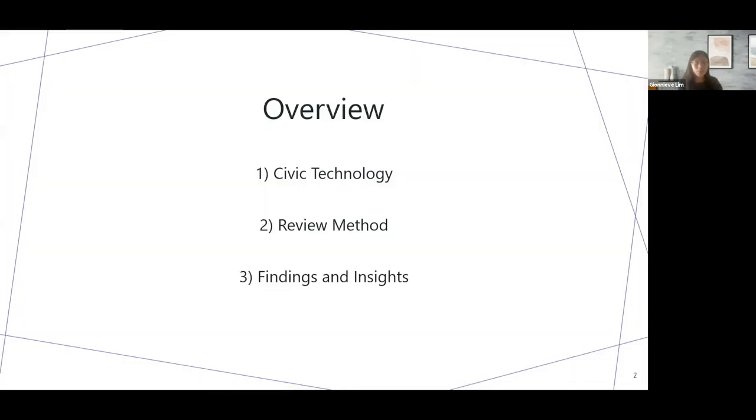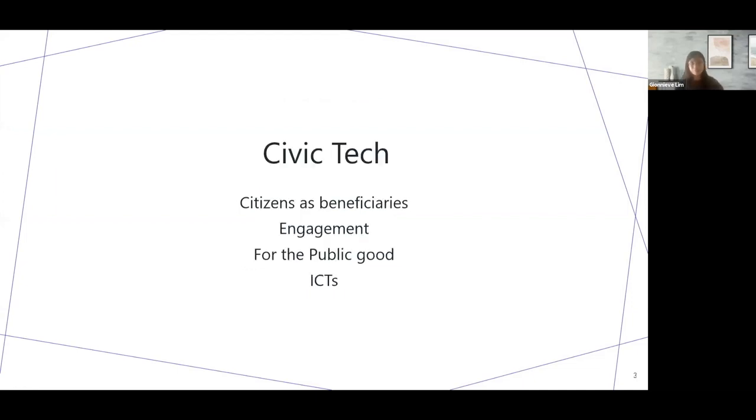Okay, so the overview of this presentation. I'll first be going through, very briefly, what is civic technology, even though we have already been discussing this throughout the day. Next, I will briefly go through the review method we used for our review. And finally, I will discuss the findings and insights that we have gained from our review.